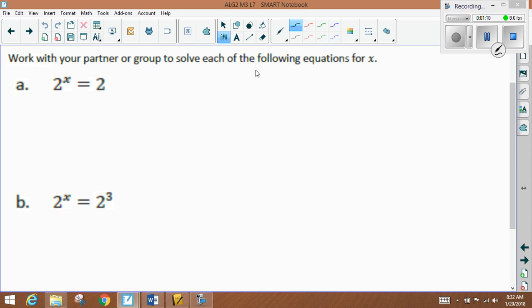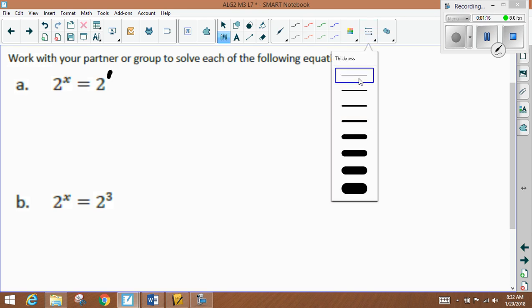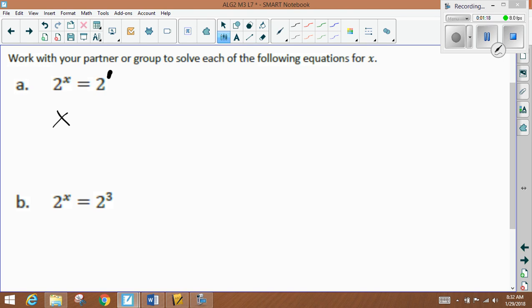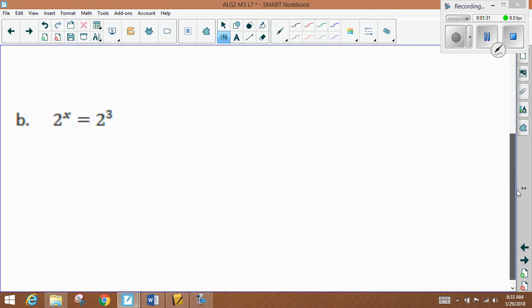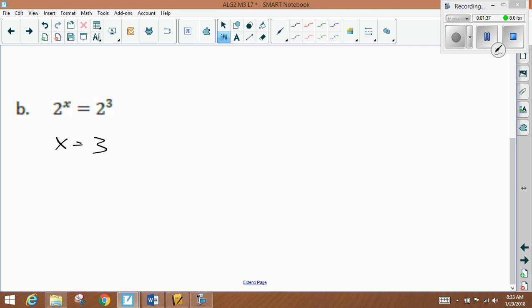So, hey, we're going to write this as 2 to the first power, right? What's the answer to this? What is x? X is 1. There's no trick. It's just that easy. Oh, they're backwards in your text. Sorry. So what is x? 3. It's rough. I know.